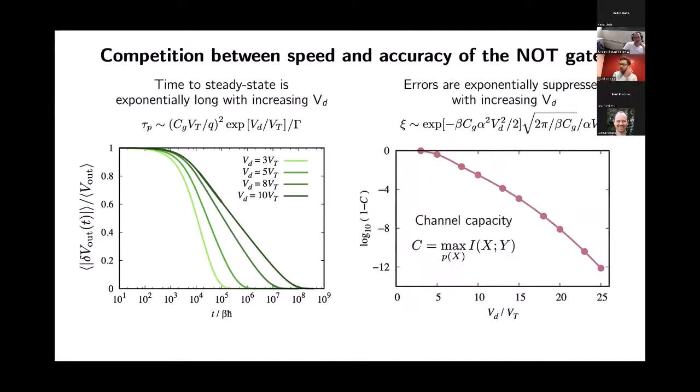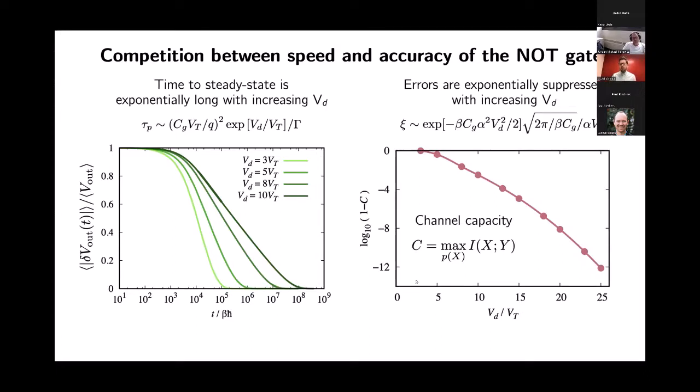Okay, and just for the information theory aficionados, we've introduced a fairly arbitrary definition of errors. You might use a much more sophisticated definition of errors, like the channel capacity for this NOT gate, and basically the same trends hold too. And these sorts of things are in the initial paper.